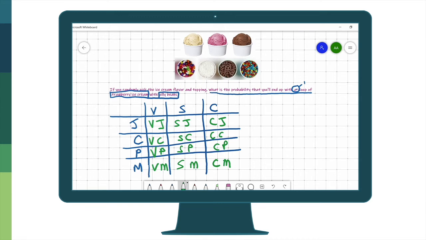Now our question asks us the probability of ending up with a scoop of strawberry ice cream with jelly beans. So if we look at our sample space, where do we see S for strawberry and J for jelly beans? We see one right here. This is one combination. There's actually only one combination in here that shows this. So now let's go ahead and identify our probability of selecting strawberry ice cream with jelly beans.